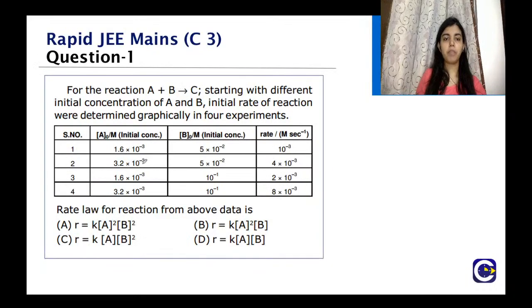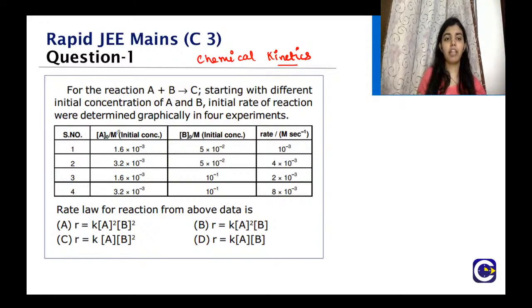Coming on to question number 1, it is a question from the chemical kinetics chapter. For the reaction A plus B gives C, starting with different initial concentrations of A and B, the initial rate of reaction was determined graphically in 4 experiments. So basically 4 experiments were conducted and following are the observations.